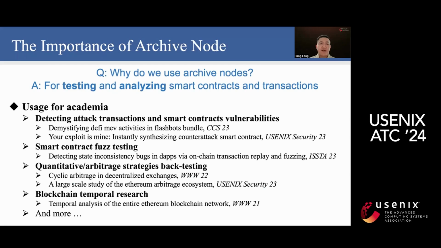Archive node has been widely used in academia. It can be used for detecting attack transactions and smart contract vulnerabilities. Second, archive node is used for smart contract fast testing. Third, quantitative and arbitrage researchers use archive node for backtesting. Last but not least, archive node enables temporal analysis.